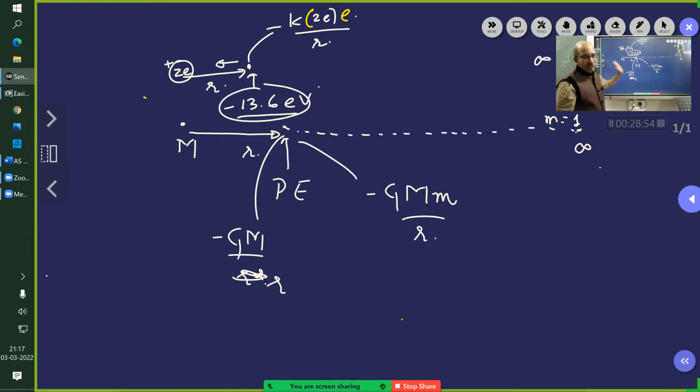Then you can push it to infinity. That is, you go on doing work equal to this, then you will keep it away and away from the nucleus. Did you understand?